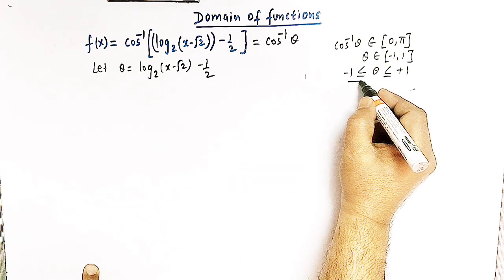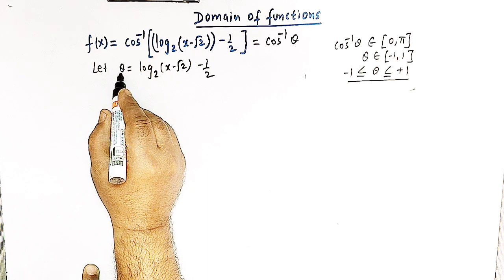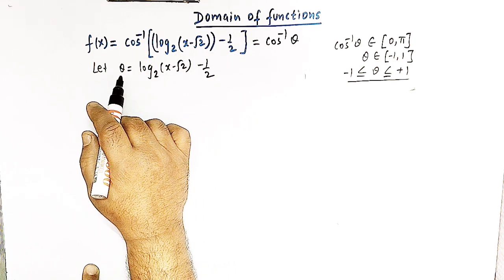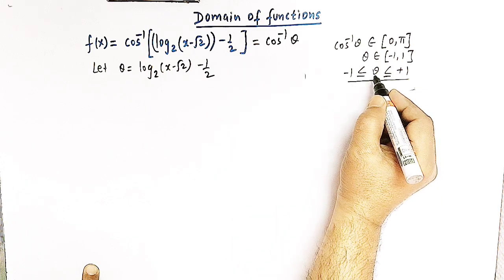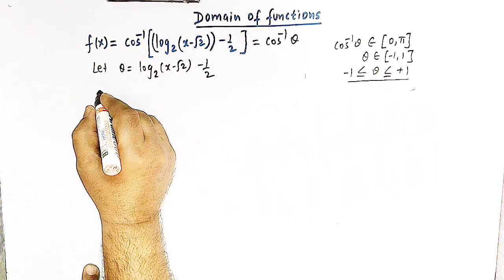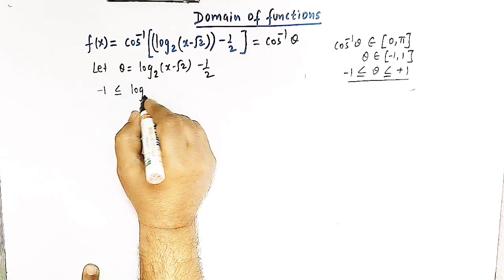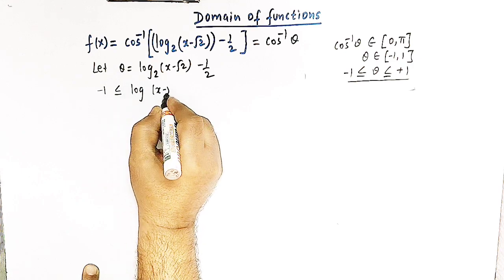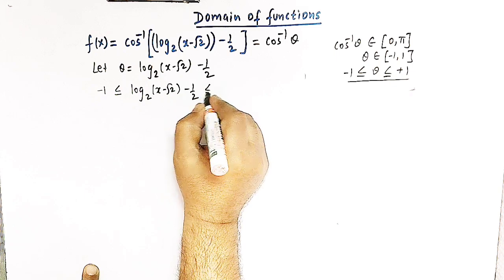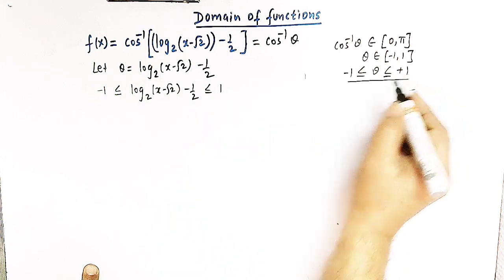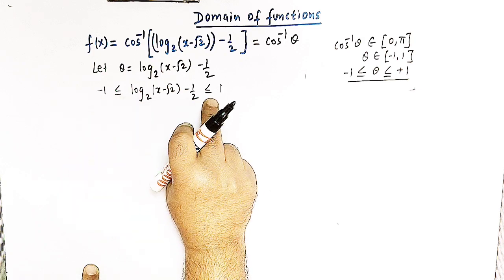So let us make use of this inequality, right? So here we have this expression equal to theta. So let us substitute this value of theta in this inequality. So we have now minus 1. Here we have log of x minus root 2 to the base 2 minus half, and here we have 1, that is plus 1, right? So let us solve this inequality.